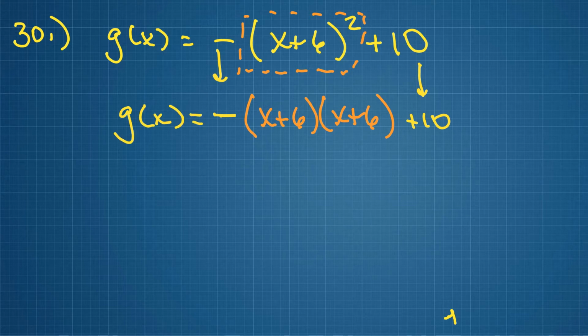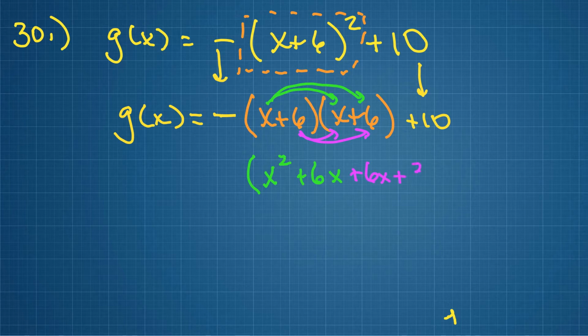Now I'm going to FOIL. So x is going to go to x, is going to go to 6. Remember, you're multiplying. So I get x times x is x squared. x times 6 is plus 6x. Now, I'm going to do 6 times x, 6 times 6. So I get plus 6x plus 36. The negative sign is going to drop down. g of x didn't do anything. Plus 10 didn't do anything.